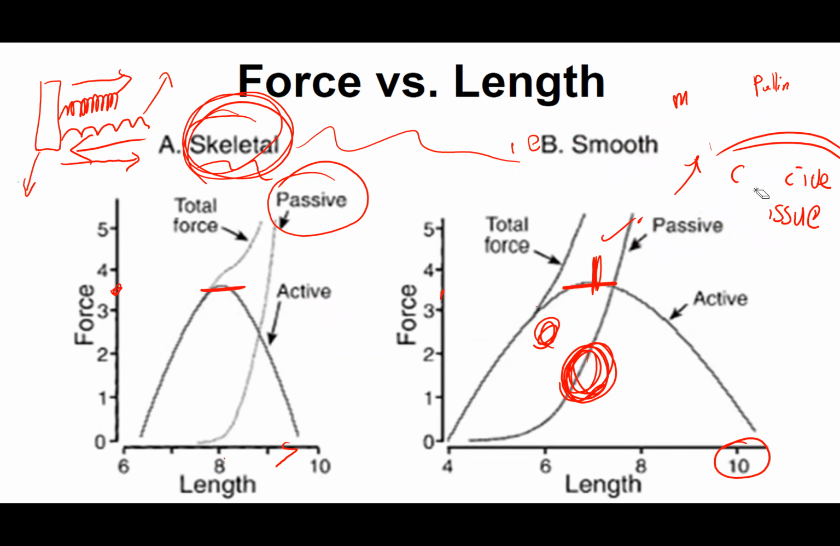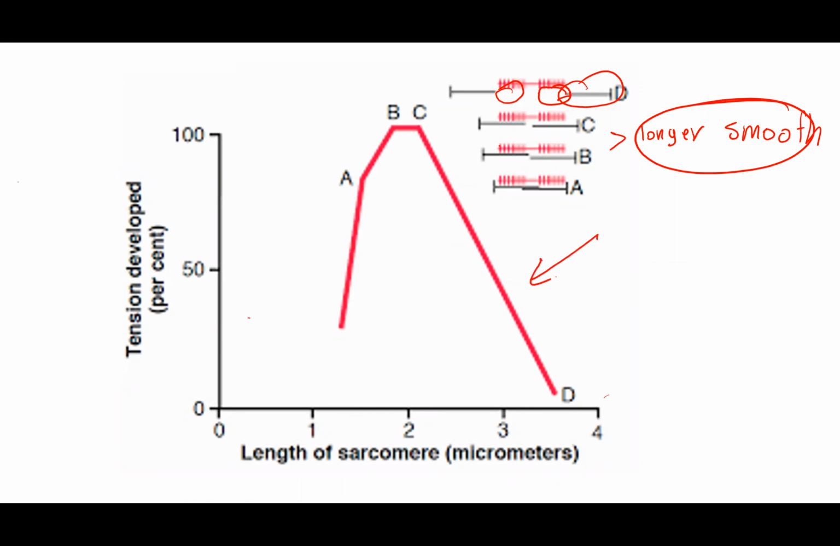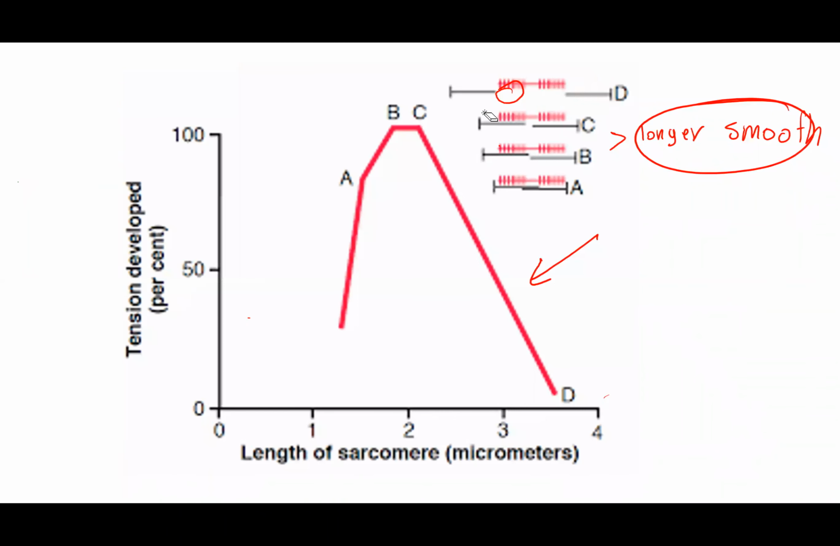Let's go to this diagram over here. This is a clear diagram to help explain this curve. This is a simplified version of this thing. So what happens is, this is a resting muscle. Remember, this is resting. It's not contracting yet.